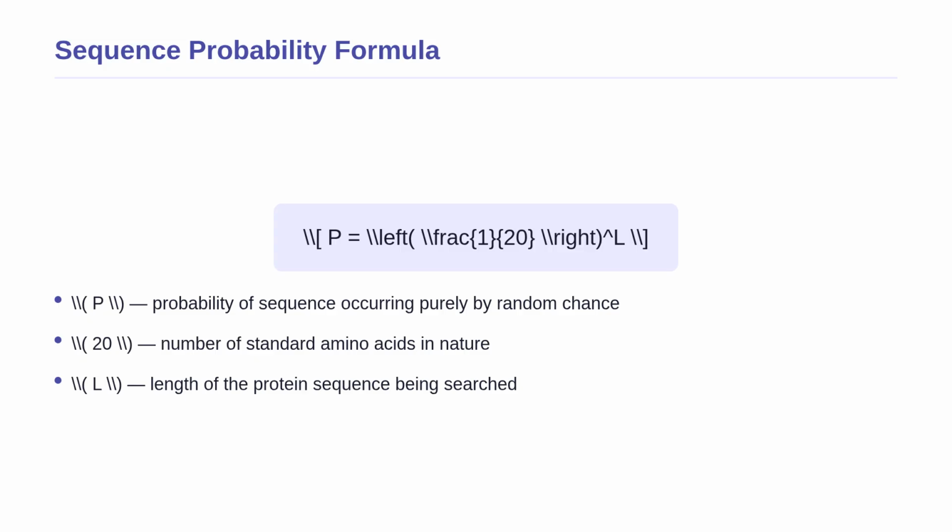As the sequence length L increases, the probability P decreases exponentially. This means it becomes incredibly rare to find long matching sequences by pure chance, giving us confidence that long matches are biologically significant.